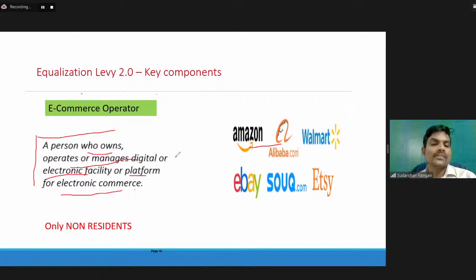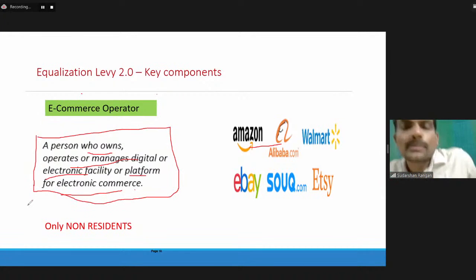So very wide definition. Again, electronic commerce is not defined under the income tax, but is defined in GST, defined in some other regulations. So electronic commerce, as you know, is any sale of goods that happens digitally.